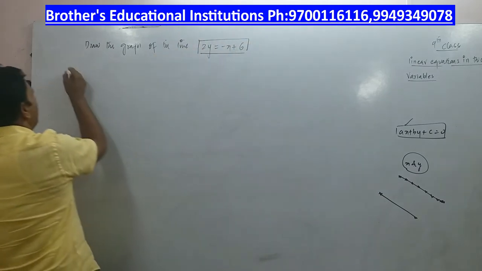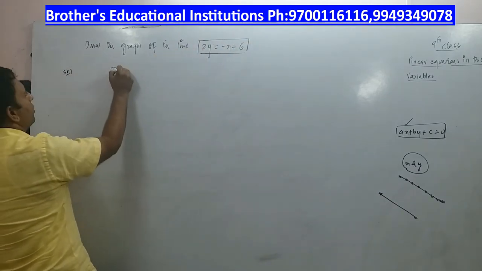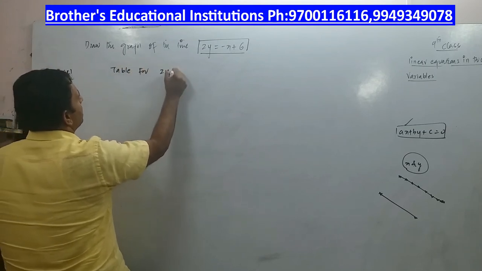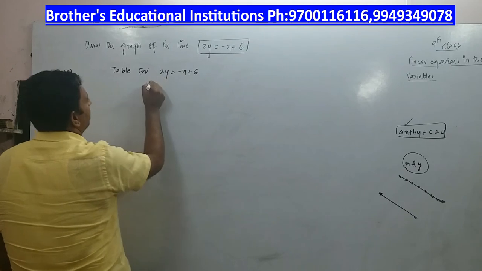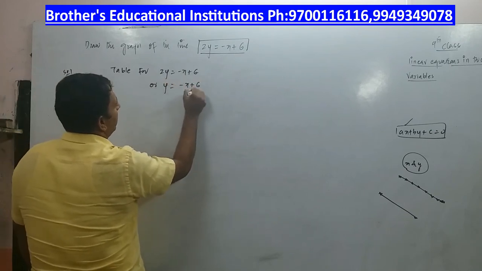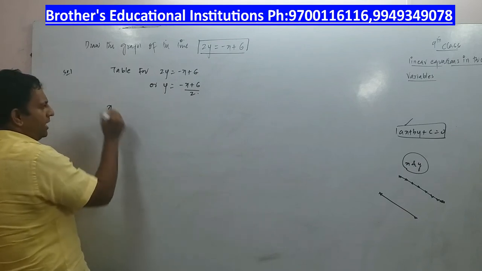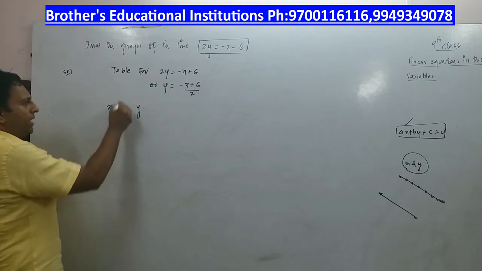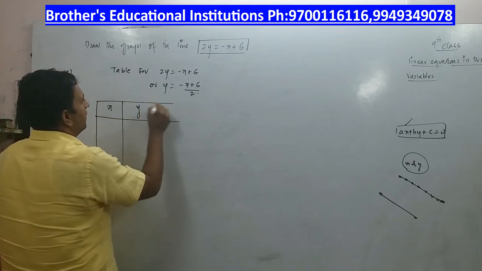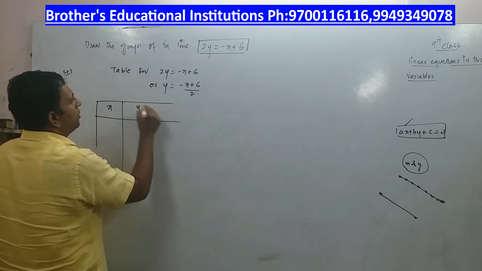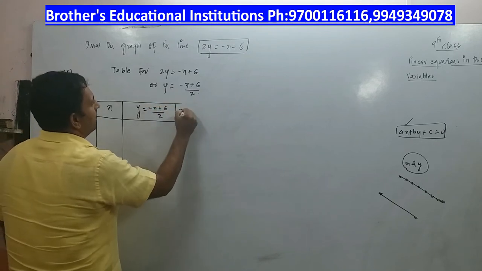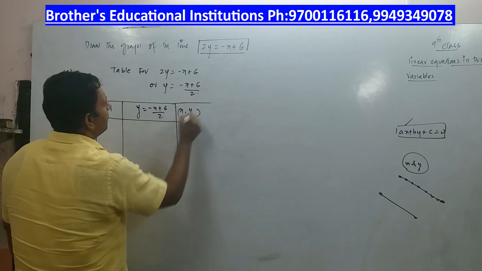In order to draw the graph of this line, first I am going to draw the table for 2y is equal to minus x plus 6, or y is equal to minus x plus 6 by 2. Alright, so I write x here and I write y here. I make a table, and then I will write x comma y. X comma y is an ordered pair.